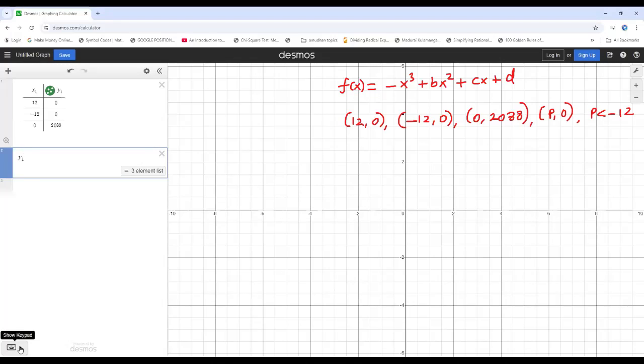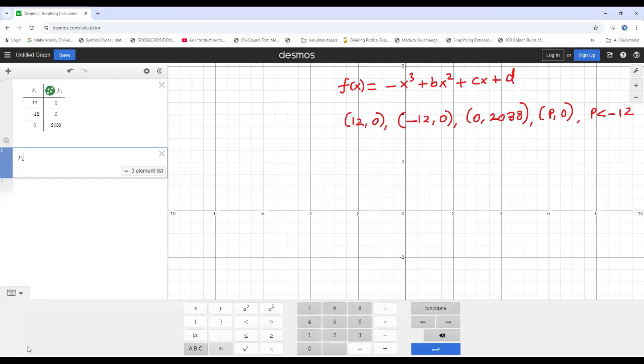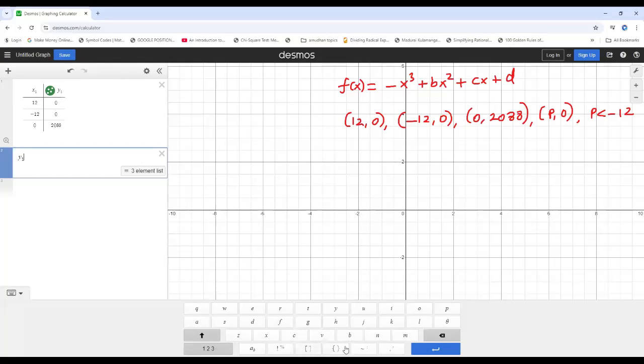What is the tilde sign? You just click on show keyboard. There is a keyboard option on the bottom left. When you open the keyboard, click on A, B, C, and here we have the tilde sign in the last row. I hope you can see it. Usually we call this an approximation, but it's a tilde sign.